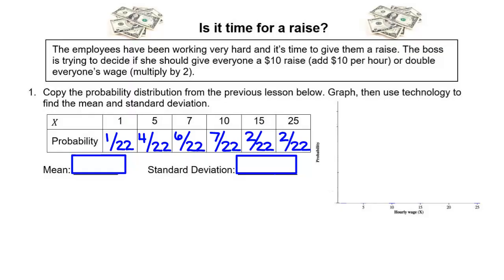We had 22 people present yesterday. 1 person received $1 per hour. 4 people received $5 per hour. 6 people received $7 per hour, and so on and so forth. So our probabilities are all out of 22. I want you guys to use either the app on your phone or use one of the graphing calculators to find the mean and the standard deviation.